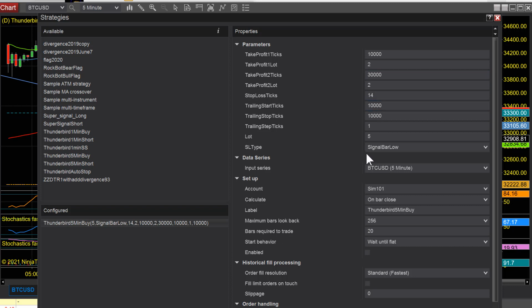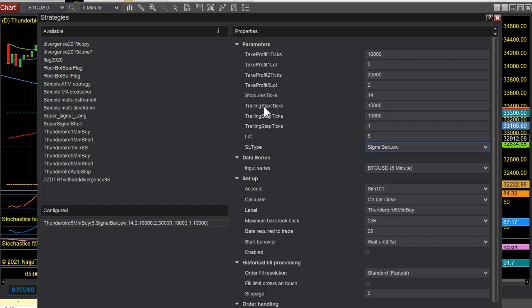And then the important thing is I'm keeping the signal bar low active on this. I'm not going to ticks. You could either go to ticks or signal bar low. Keep it on signal bar low. You don't have to worry about the stop loss ticks here, which is whatever you put there, it doesn't matter. It's going to refer to the signal bar low.